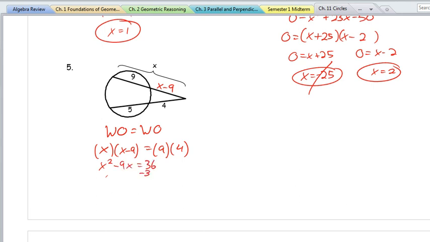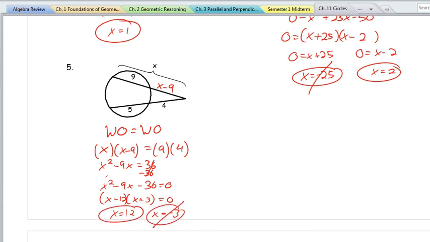And again, we do need to factor. Good thing you guys are experts. And let's see what'll work here. x minus 12 and x plus 3. So x equals 12, x equals negative 3. Just double check which ones work, which ones don't. Well, 12 is the only one that works because negative 3 cannot be a length there. So that's your secant product theorem. So WO equals WO.